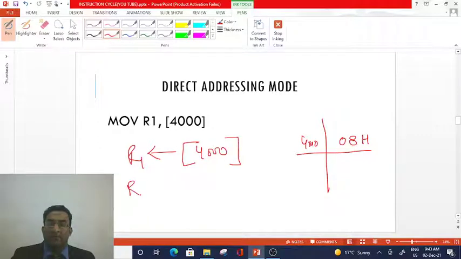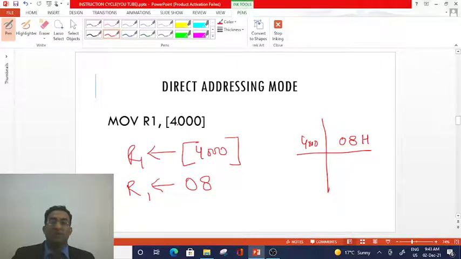That means the value of R1 is going to be 08. So this is called direct addressing mode. Why? Because the address is given in the instruction itself. That's why this is called direct addressing mode.